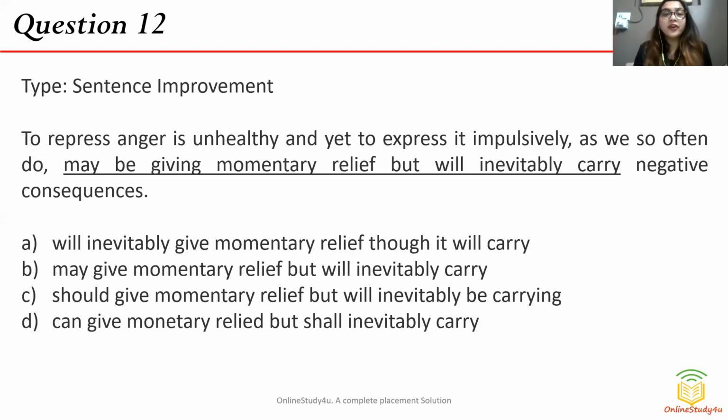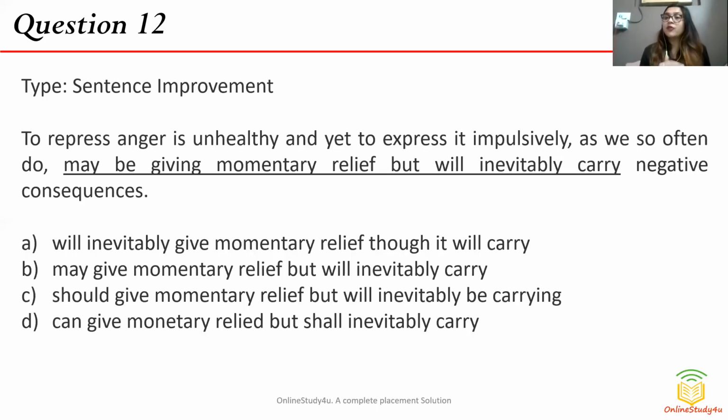To repress anger is unhealthy, and yet to express it impulsively, as we so often do, may be giving momentary relief, but will inevitably carry negative consequences, right? So it's saying that to repress anger, like to let your anger be inside, is very unhealthy, and yet to express it impulsively, as we do so often, it may give us momentary relief. It may make you feel nice because you've let go of or you've said what you had to, but it will inevitably, like for sure, carry negative consequences for your future, right?